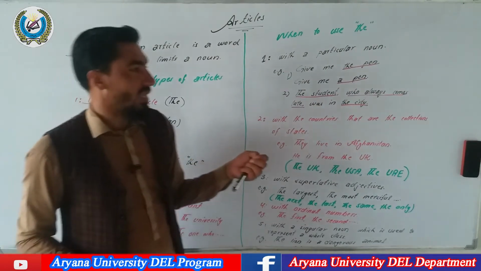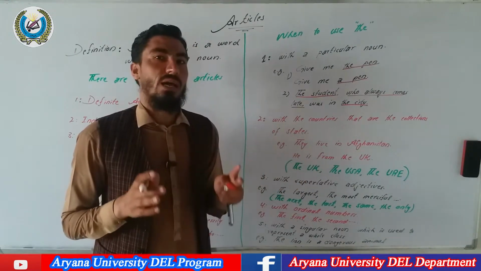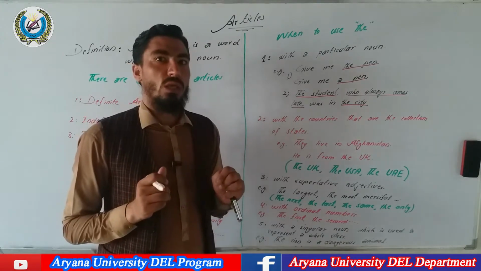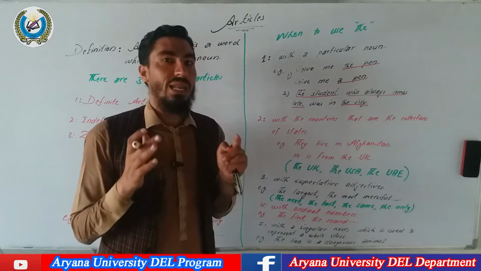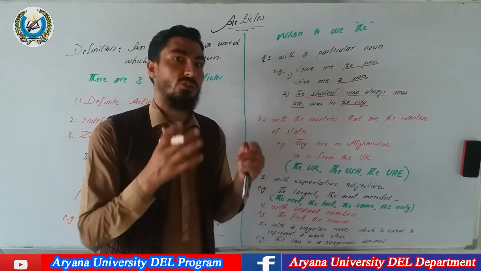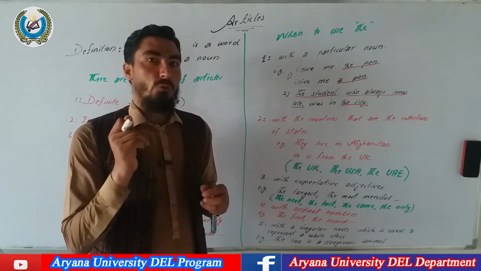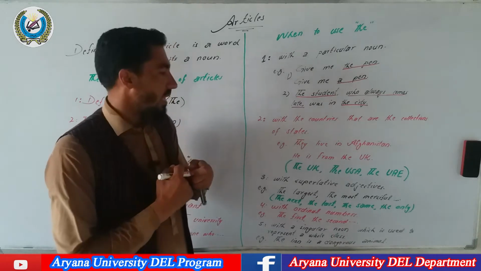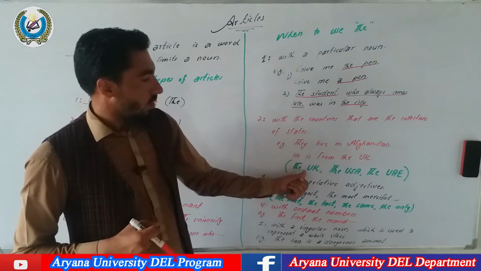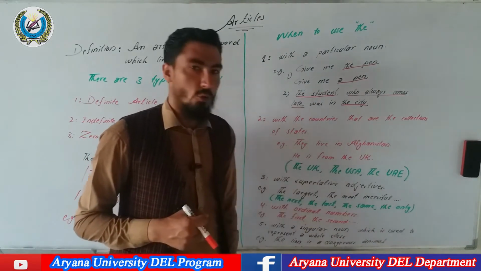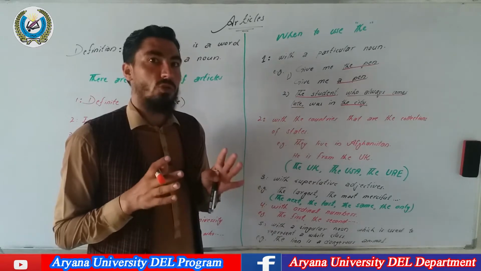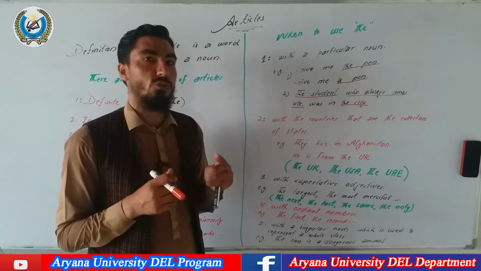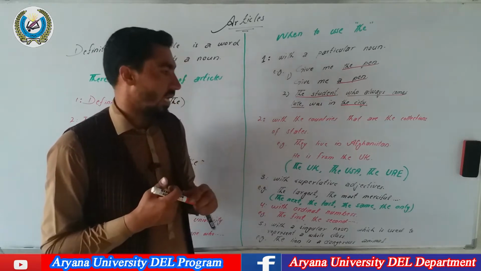Number two, with the countries that are considered as the collection of states. There are some countries around the world that are actually collections of states or countries. So we should always use the definite article with those countries. What are the examples of them? They are the UK, the USA, and the UAE. These three countries are actually collections of states or countries, so we should always use the definite article with these countries.